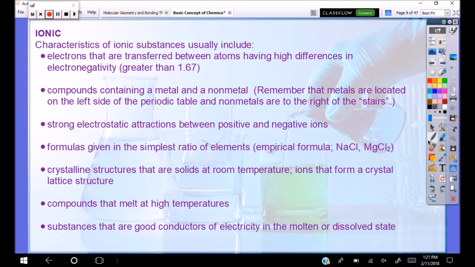Because of their strong electrostatic attractions, they have high melting points. It takes quite a bit of energy to break them off of their lattice. And they're also good conductors of electricity when they're in the molten or dissolved state. When they're dissolved, they exist in their ion form, so Na plus and Cl minus. Of course, that's why salt water can conduct electricity, whereas pure water that doesn't have any ions dissolved in it cannot.